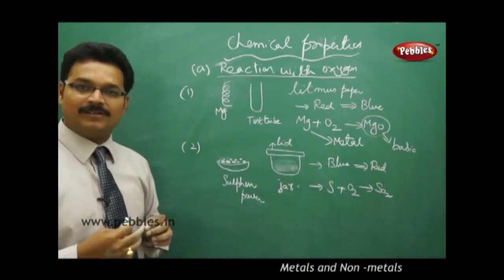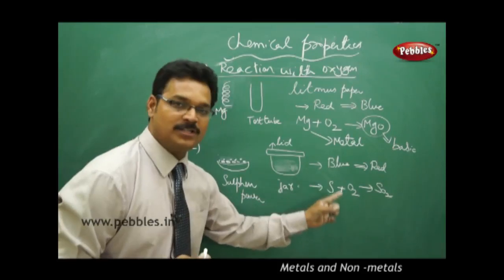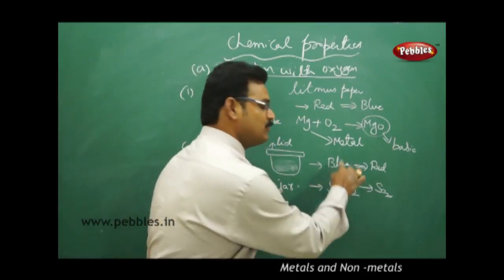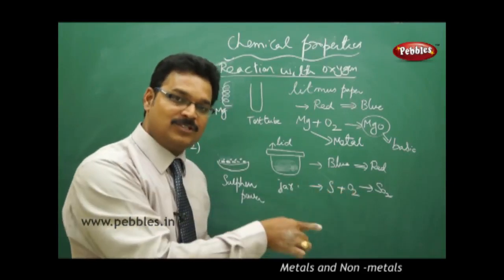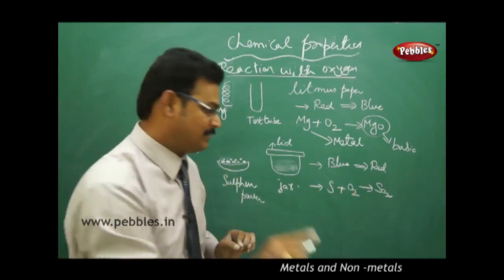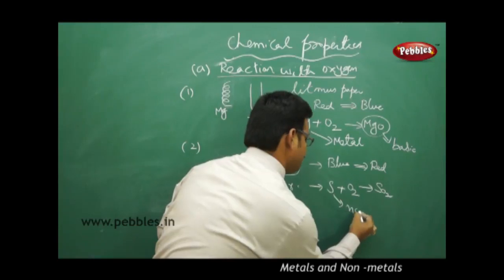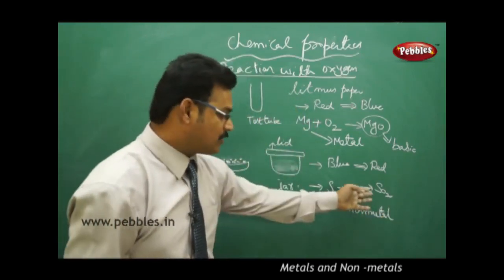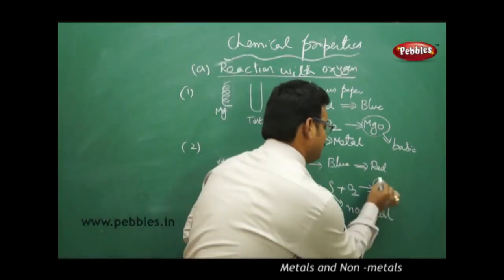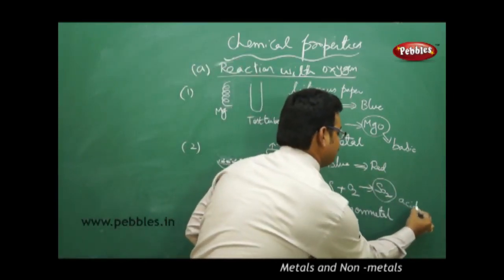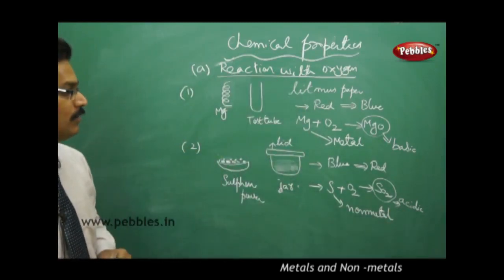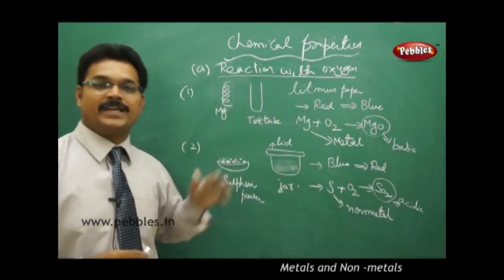Now coming to sulfur. Sulfur reacts with oxygen and becomes sulfur dioxide. So here it changes blue to red, and the materials which change blue to red are called non-metals. So sulfur is a non-metal. That oxide, sulfur dioxide, is acidic in nature. So you got so much information from this experiment.